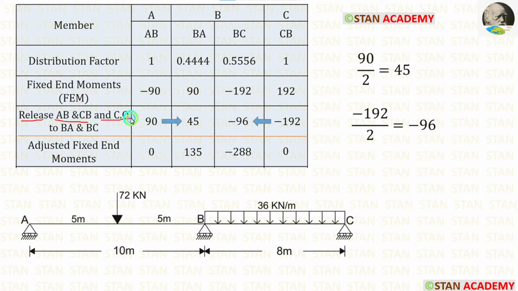Now we have to give the carryover from AB to BA and CB to BC. From AB, half of 90 will go to BA. 90 upon 2, we will get 45. From CB, half of minus 192 will go to BC. Minus 192 upon 2, we will get minus 96. Now let's make the adjusted fixed end moments. When we add these two moments, we will get 135. When we add these two moments, we will get minus 288.